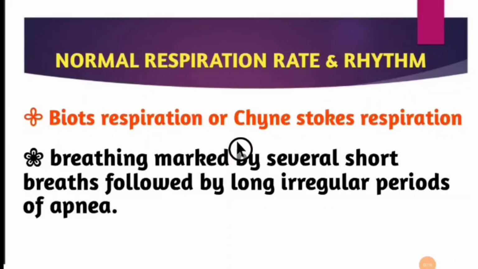Next one is Biot's respiration. In this what happens? Breathing is marked by several short breaths followed by long irregular periods of apnea. For example, respiration during increased intracranial pressure, or if the person is having severe brain damage, in cases of meningitis, in cases of renal failure or heart failure. That is known as Biot's respiration.